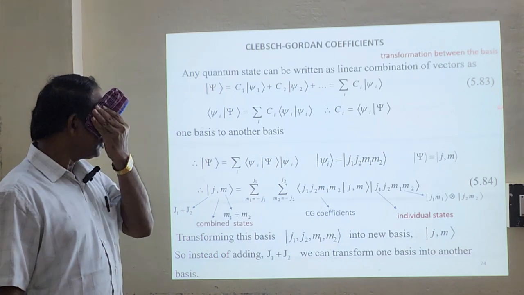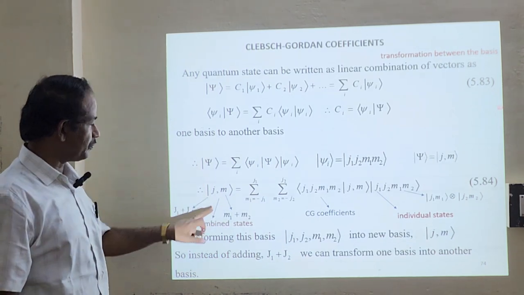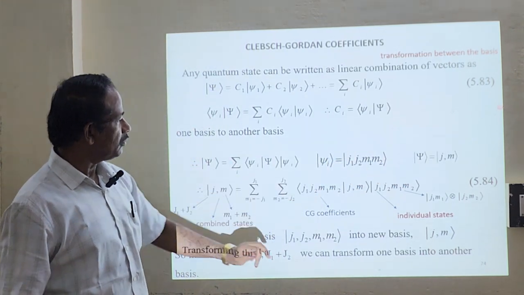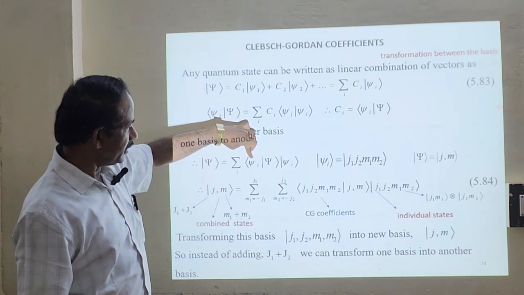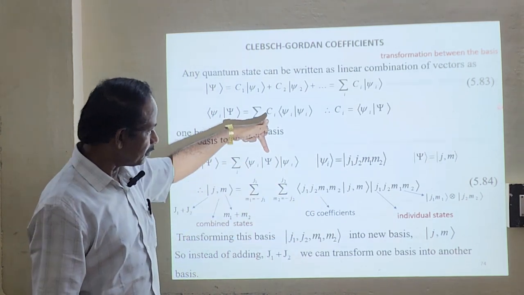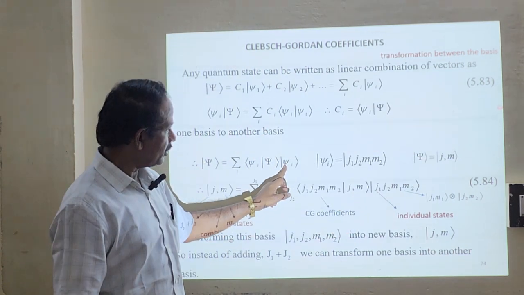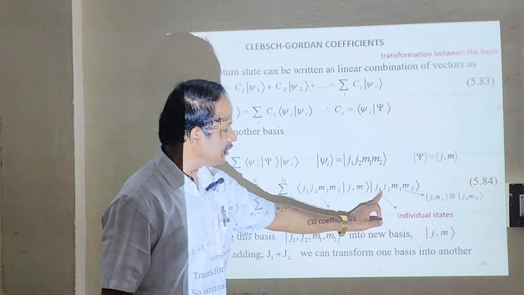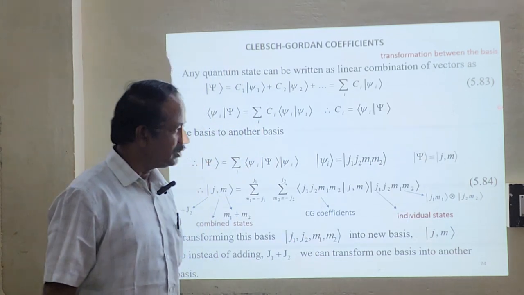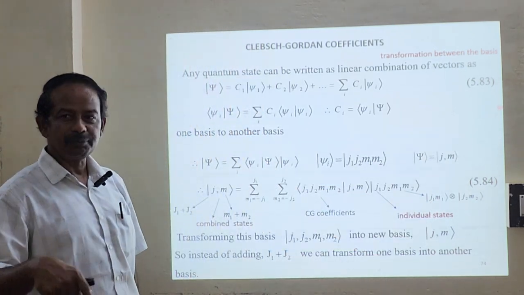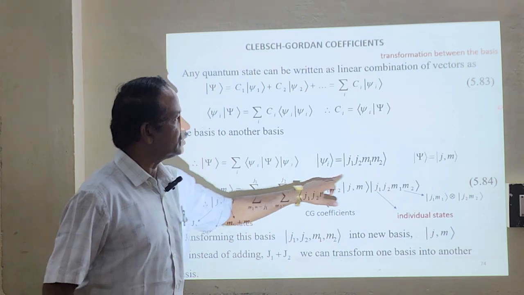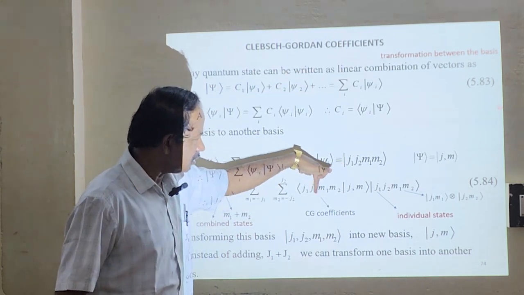You substitute now. Instead of Psi, you will have ket j comma m. So the summation over i, instead of psi i, you can write ket j1, j2, m1, m2 with bra j1, j2, m1, m2 and ket j comma m. Your capital Psi will be j comma m, and your small psi i will be j1, j2, m1, m2. They are all individual states, the tensor product of the first basis and second basis. So they are all coefficients, correct? Exactly, Ci is the expansion coefficient.